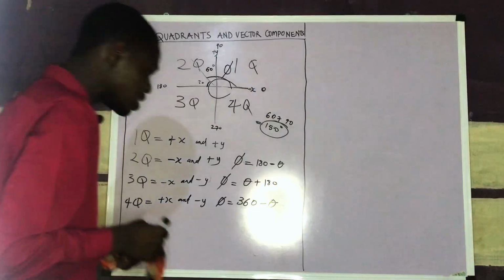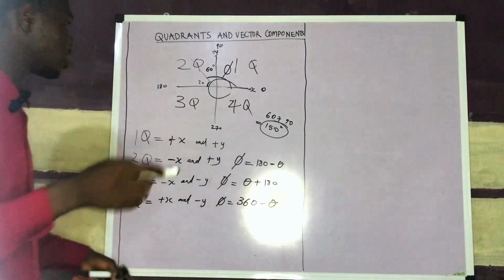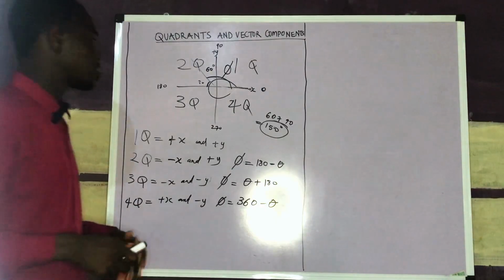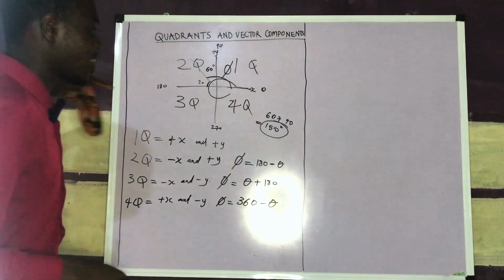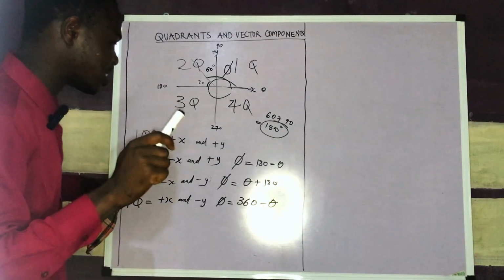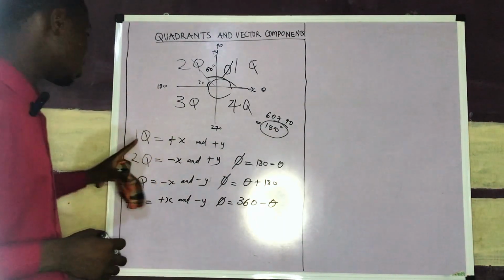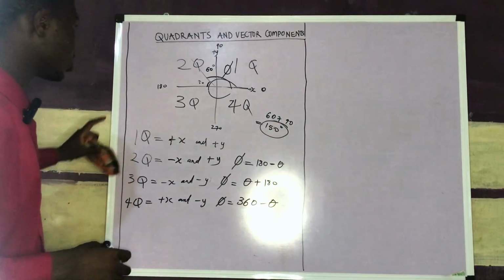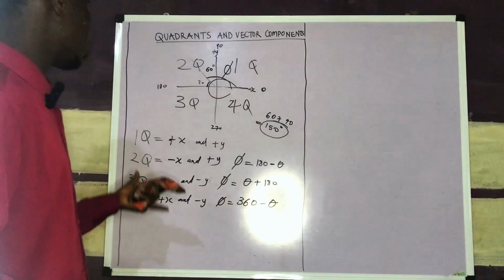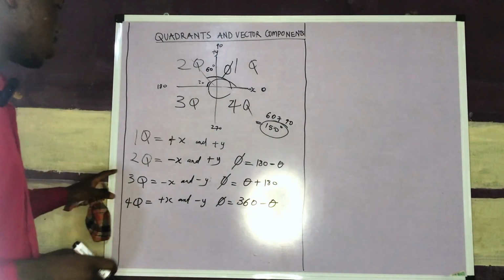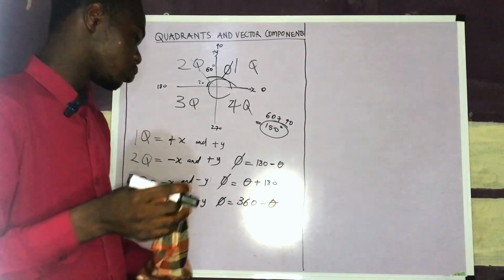And remember, this theta is to the horizontal. The angle that your resultant vector makes with the x-axis, not with the y-axis. That is your theta. This is how you resolve your vertical component or horizontal component into quadrants, so that you can get the direction of the vector.